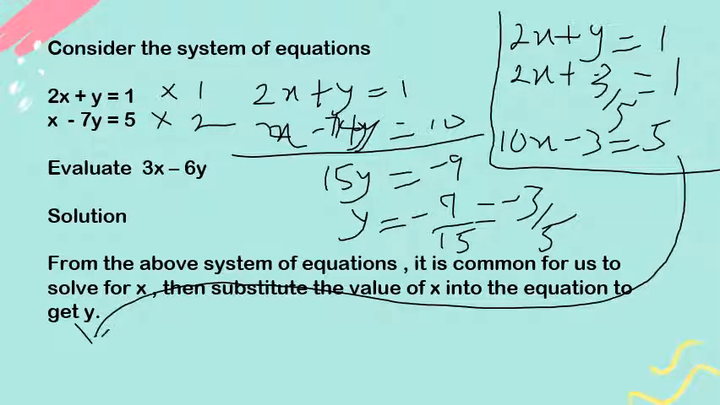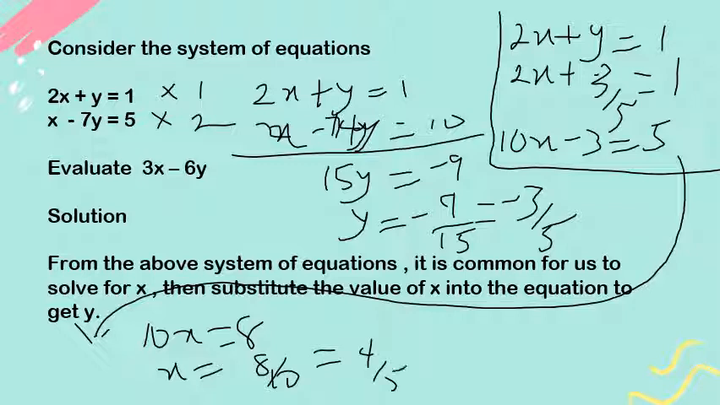So I have 10x is equal to 8, and then what is my x? My x is equal to 8 over 10. And in simple form, that's going to be 4 over 5. Now, the real question says find 3x minus 6y.